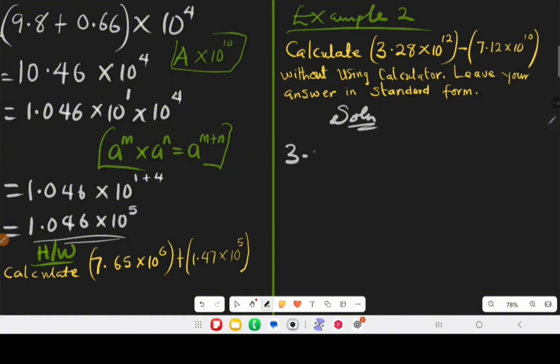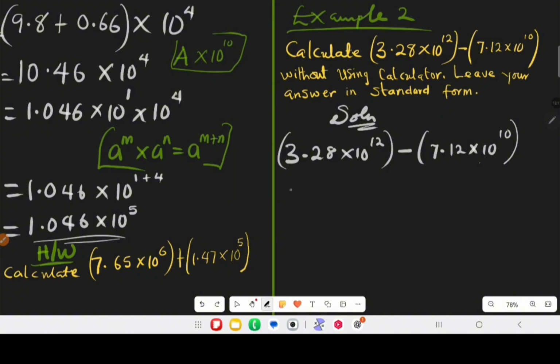We write 3.28 times 10 raised to the power of 12, in brackets, minus 7.12 times 10 raised to the power of 10. Now we look at the base 10. Both of them are not equal. The power here is 12 and the power here is 10. We have to make 10 raised to the power of 10 to be 10 raised to the power of 12. How do we do that?